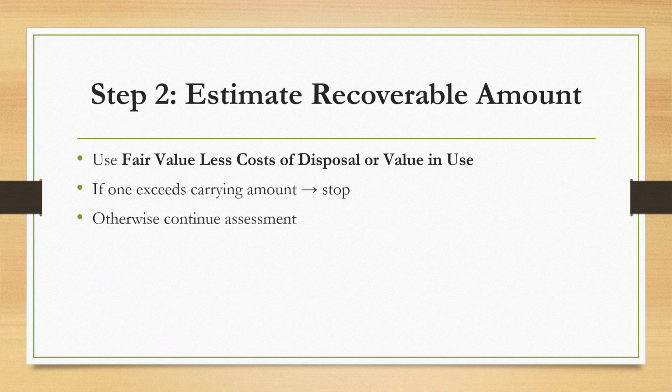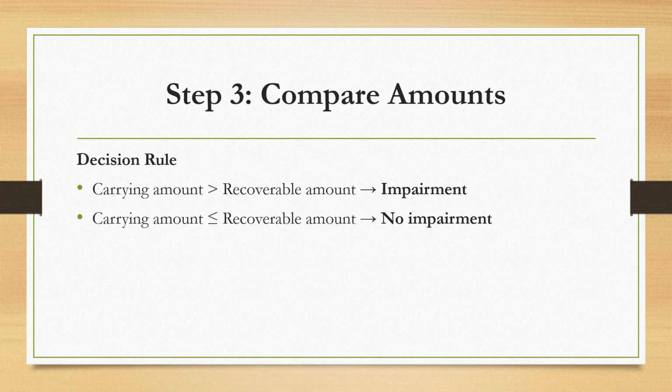And then, once an indicator exists, we estimate recoverable amount using either fair value less costs of disposal or value in use. If one of these exceeds the carrying amount, we can stop. No impairment is needed. And the third step is straightforward. If carrying amount is greater than recoverable amount, impairment exists. If carrying amount is equal to or lower than recoverable amount, there is no impairment.